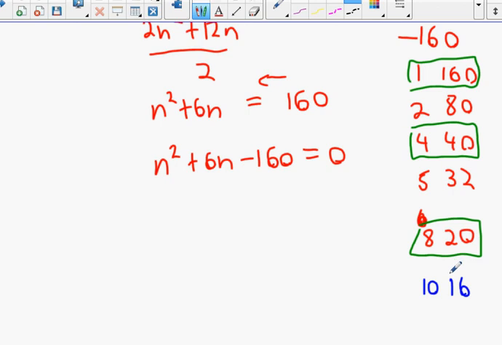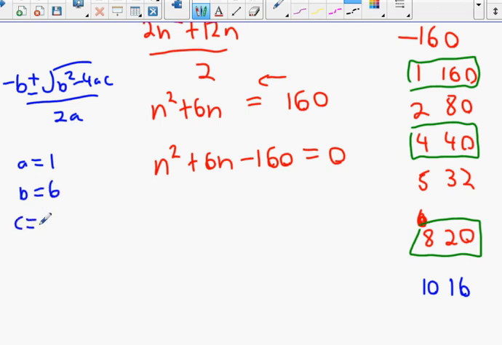Now, I know for a fact that a lot of you might not have been able to find that. There's always the minus b formula. If you really got stuck, you could always go for the minus b formula and just say a equals 1, b equals 6, c equals minus 160. That's another way of doing it, if you were to be stuck that way.